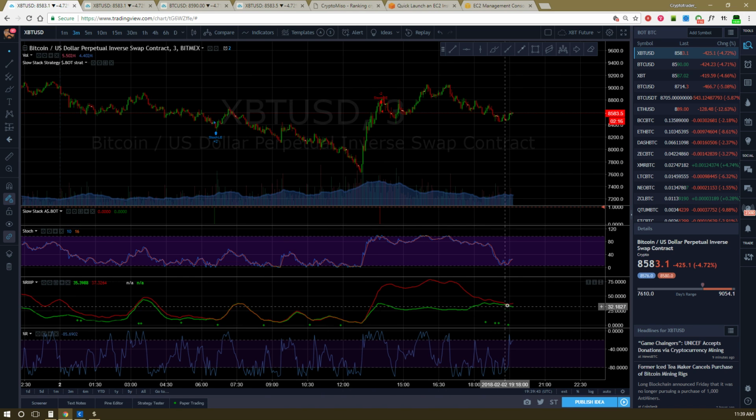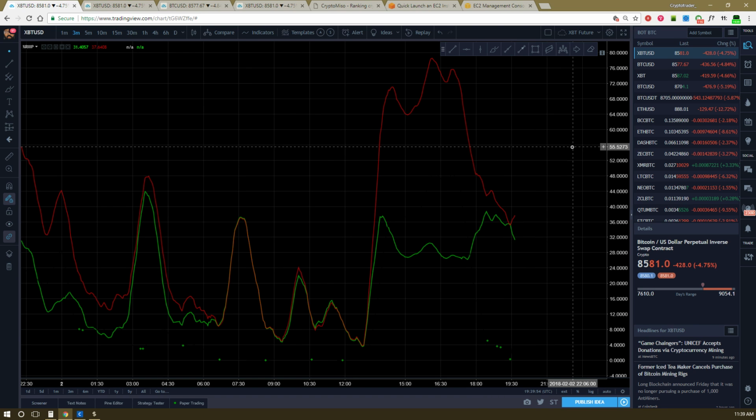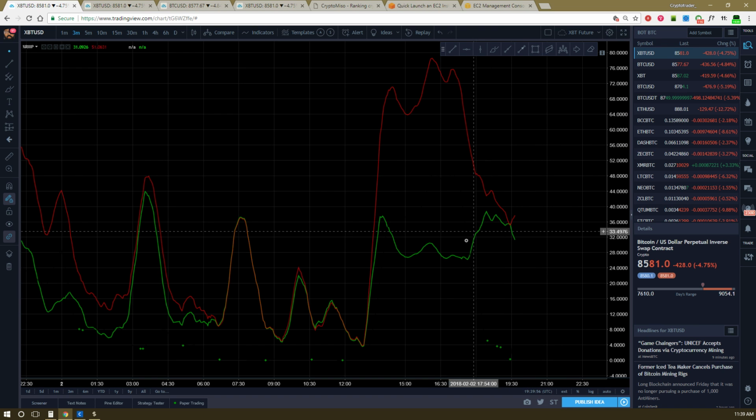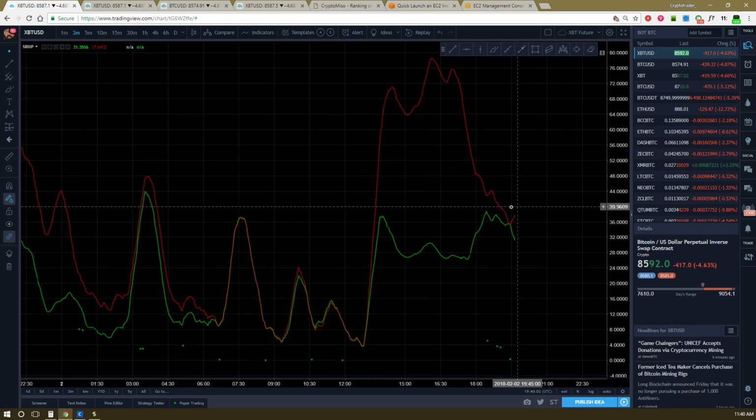This thing is crossing, as you see. If I can blow this up, it's doing some strange dancing. See that? When this green one goes above this red one, that means we're in a bull market. Right now, this red seems to be staying on top of the green. All right, and that's just one indicator that I'm looking at, out of a lot of other ones.